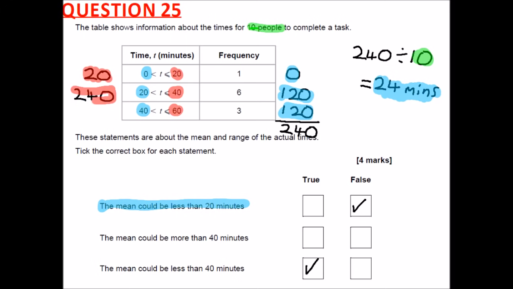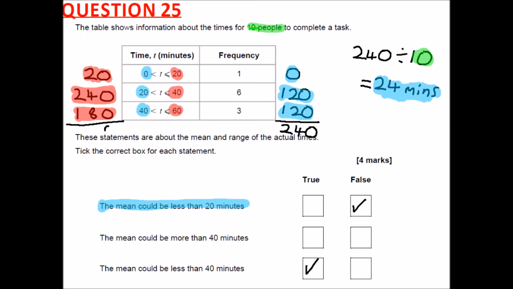And the final category, if these final 3 people took the longest they could, they'd each take 60 minutes. 3 times 60 would be 180. And so the total of all these times would be 20 plus 240 plus 180.